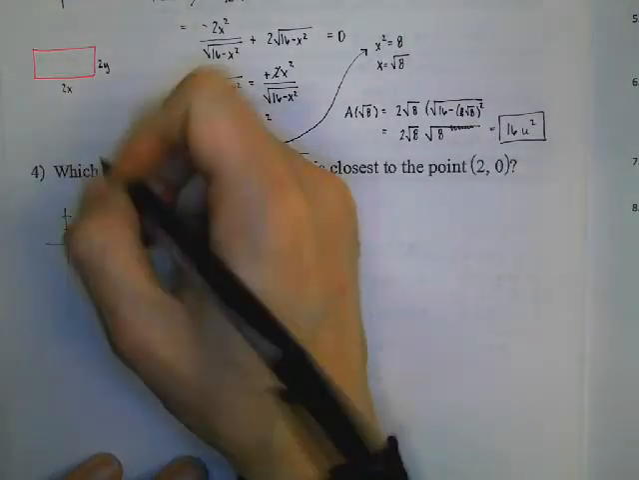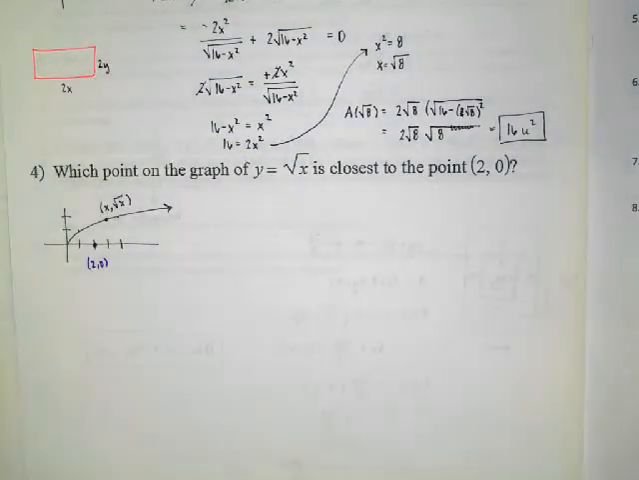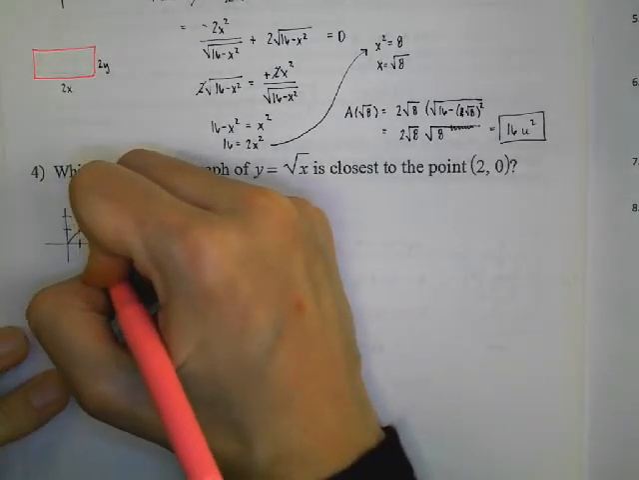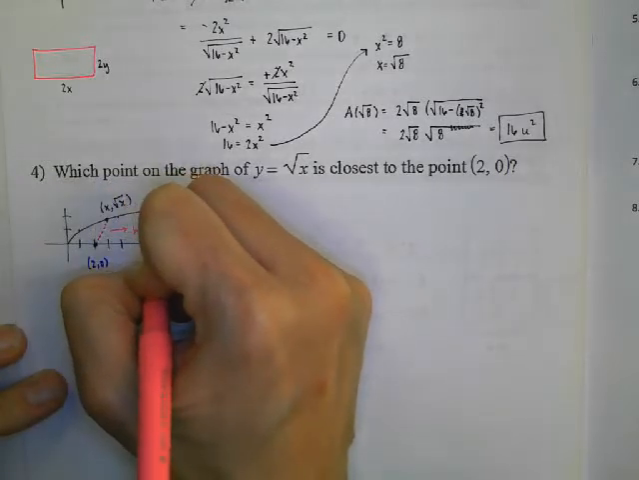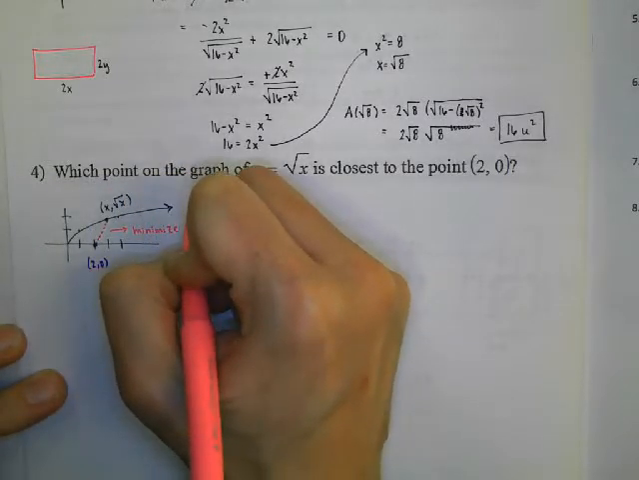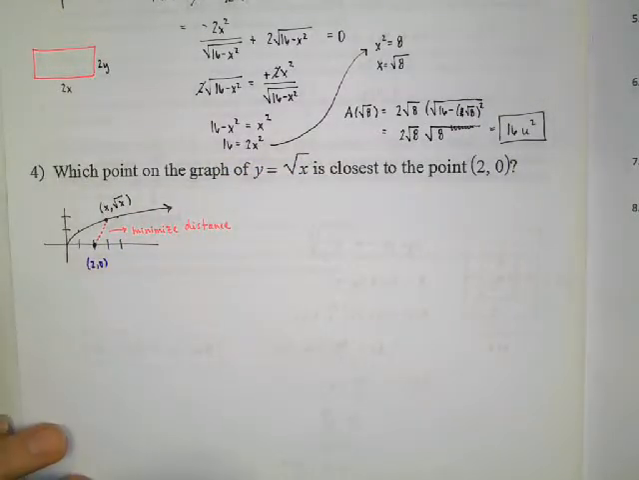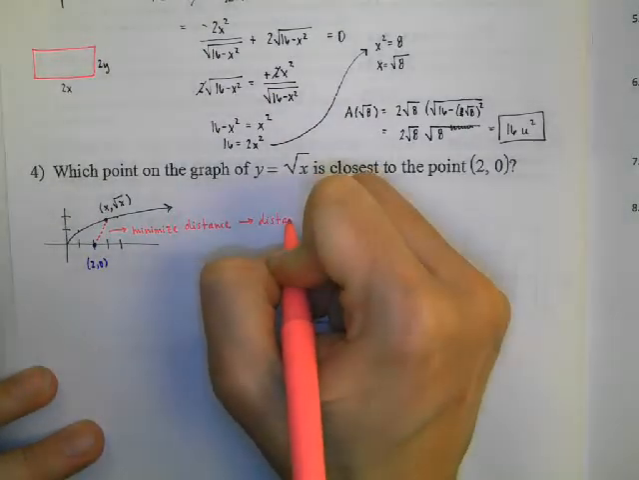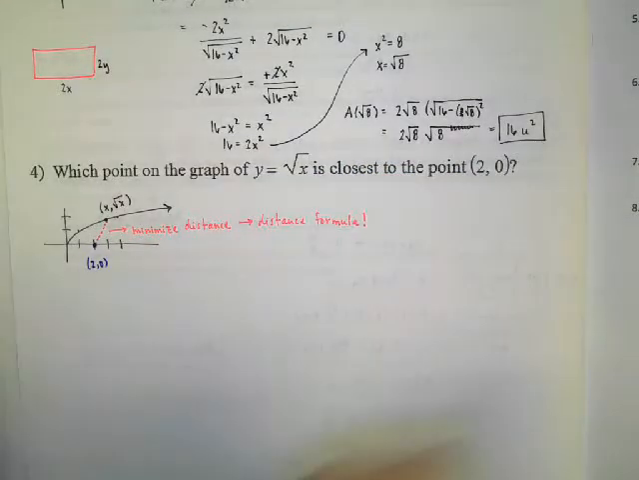So any point on this graph has the coordinates (x, square root of x). I want to know what point will really minimize the distance between those 2 points. So if I'm looking to minimize the distance, well, I know I have this thing called the distance formula that's going to come in really handy. So that's what we're going to be using for this one.